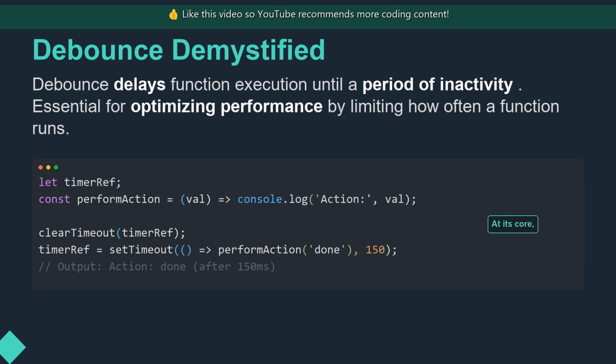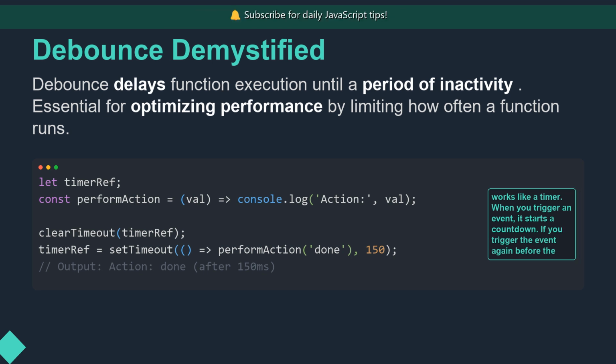At its core, Debounce works like a timer. When you trigger an event, it starts a countdown. If you trigger the event again before the countdown finishes, Debounce resets the timer. The function only executes once the timer successfully completes without being reset. Think of it as waiting for a pause in activity. This is achieved by storing a timer ID and using clearTimeout to cancel previous calls, ensuring only the last invocation within a specified delay period actually fires.